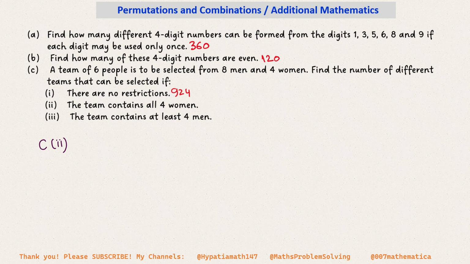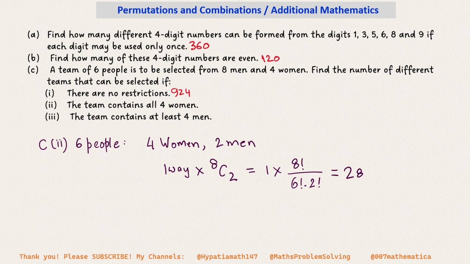For the next bit, it's saying that the team contains all 4 women. So the 4 women can be chosen in only one way, all women are included, and the 2 men chosen from 8 men in 8C2 ways. So the answer in this case is 28.